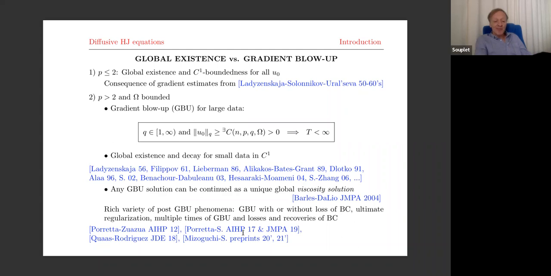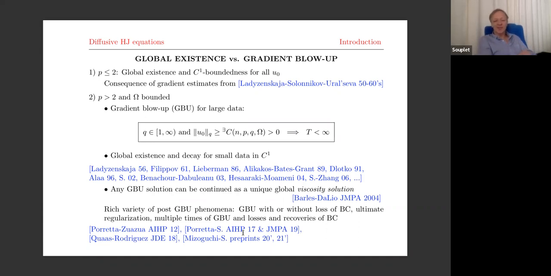And there is a very rich variety of phenomena which can occur after gradient blow-up. Namely, there can be loss or no loss of boundary conditions. This is a slightly delicate issue, because one has to look precisely at the definition of the boundary condition in the viscosity sense. It's still a zero Dirichlet boundary condition, but not in the pointwise sense, in the generalized viscosity sense, which I don't want to discuss here, but it's quite interesting. There is also ultimate regularization.